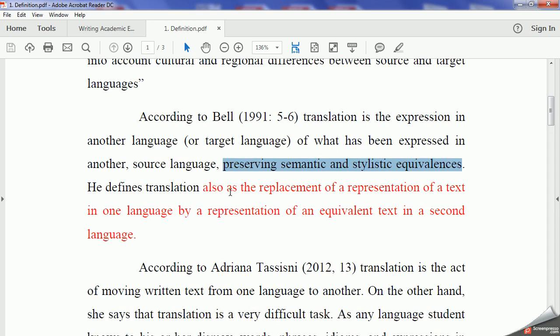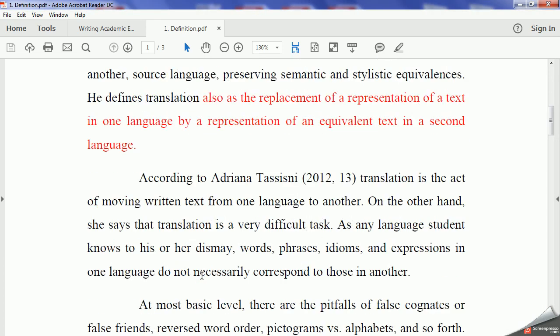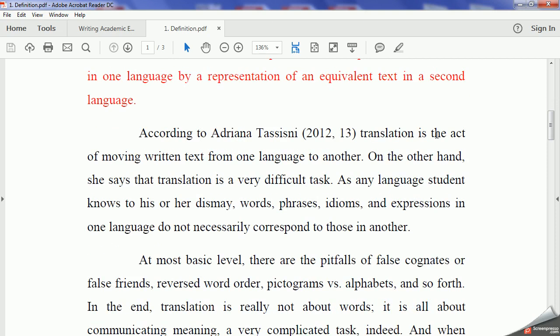He defines translation also, this is another definition, as the replacement of a representation of a text in one language by a representation of an equivalent text in a second language. This is a very important aspect. According to Adriana Tissini, translation is the act of moving a written text from one language to another. On the other hand, she says that translation is a very difficult task.